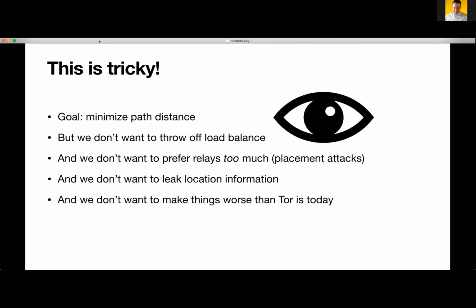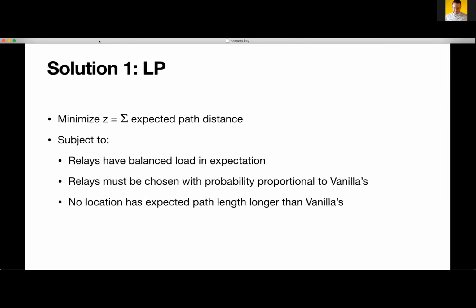But if you squint at this problem a little bit, it kind of begins to look like a constrained optimization problem, which is exciting because formulating it in a constrained optimization framework means that we are only going to consider path selection algorithms that satisfy certain hard criteria. So for example, we can enforce that relays have balanced load in expectation, and we can enforce that relays are not selected with too much probability.